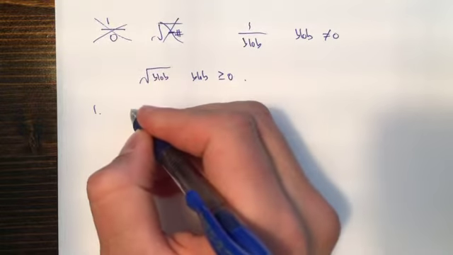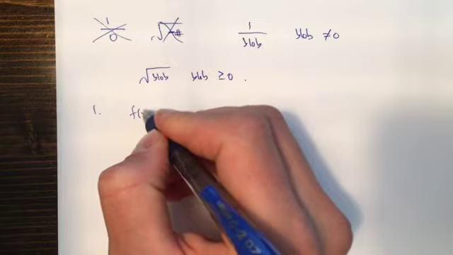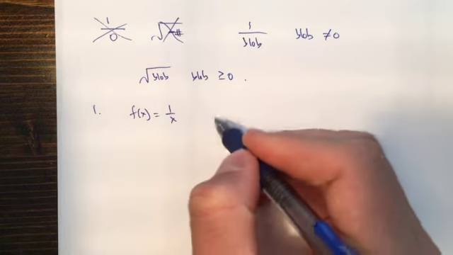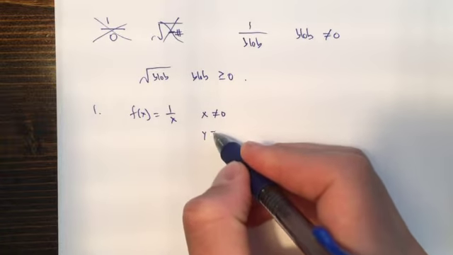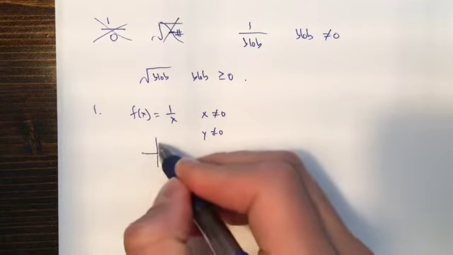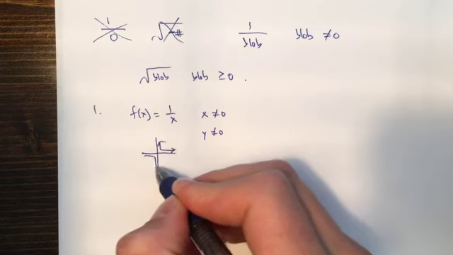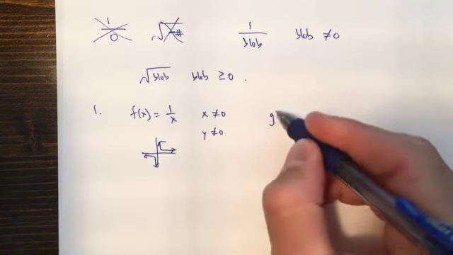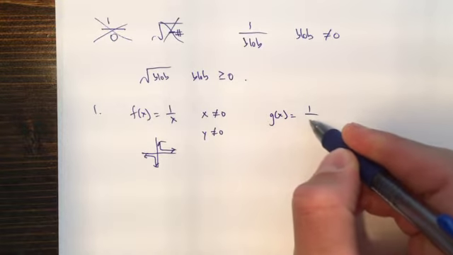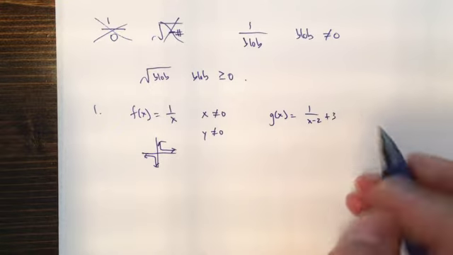So for number 1, it says identify the domain of f of x equals 1 over x. Well, that's just x does not equal 0. And the range is y does not equal 0. This graph just simply looks like this. It's got some asymptotes.